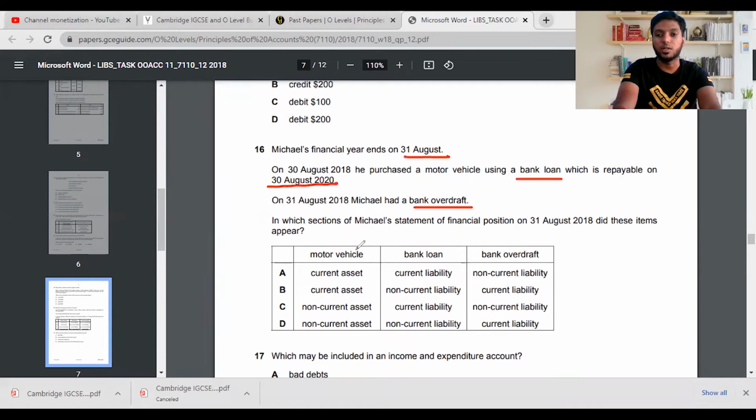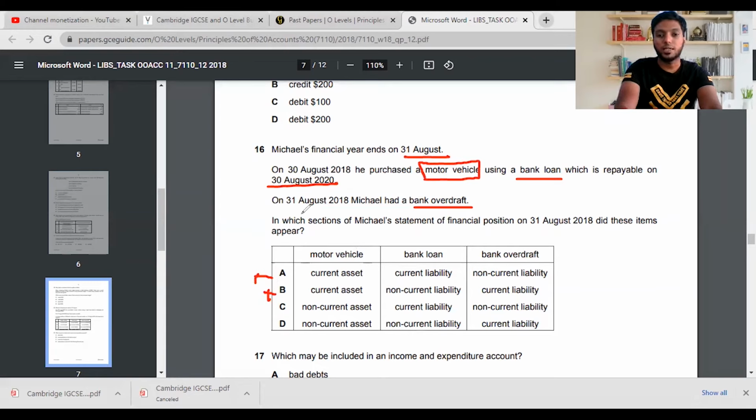It's a very easy one. He bought a motor vehicle using a bank loan. So motor vehicle falls under non-current asset. So either C or D should come as an answer. So now I know it's not A, it's not B. So always go with these options when you're doing this type of MCQs.